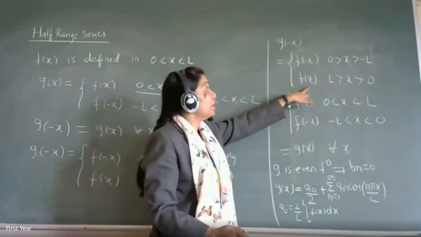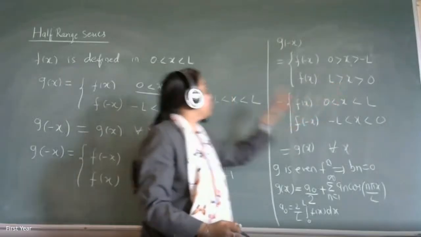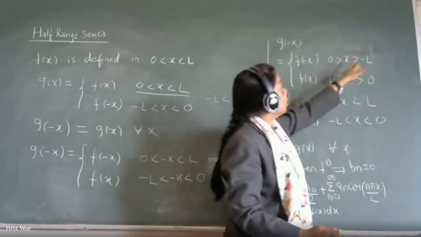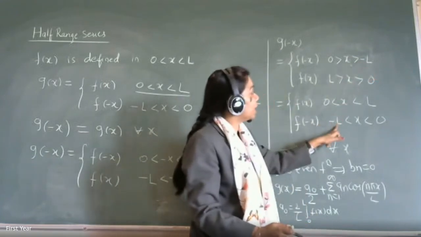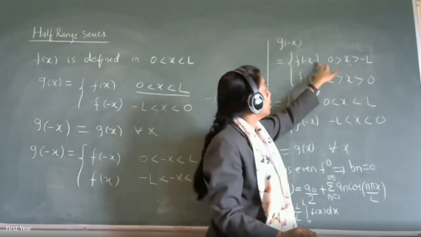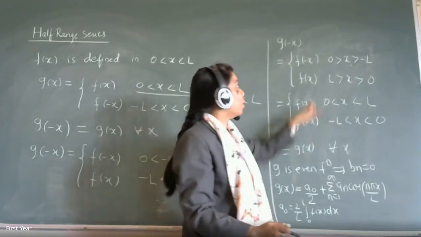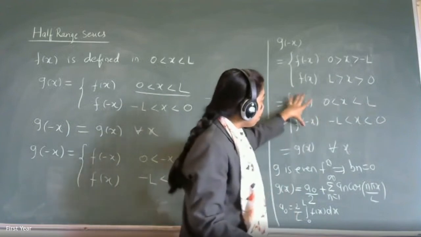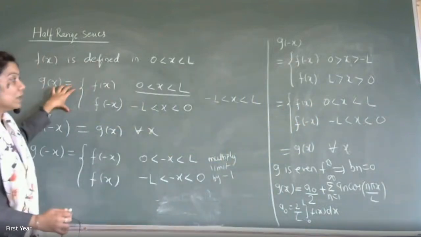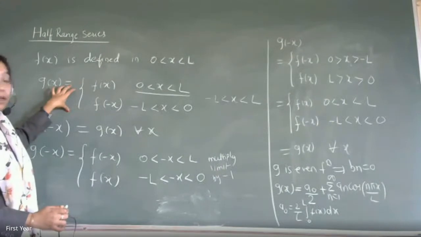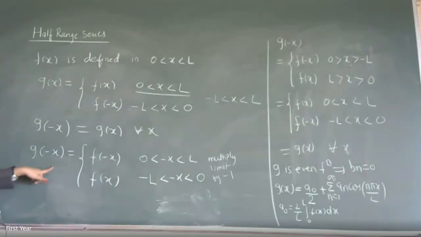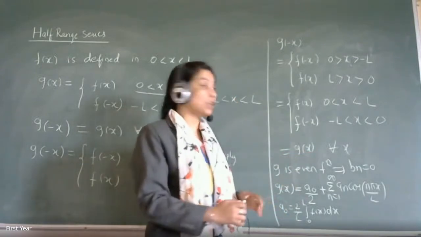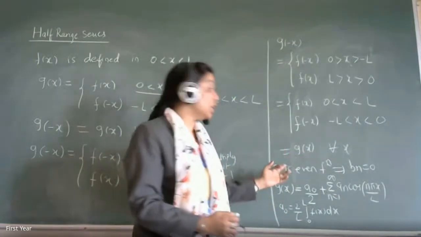Now if I want to compare, this which was 0 greater than x greater than minus L becomes minus L less than x less than 0. पहले यहाँ जो था मैंने second लिखा और second जो था वो first लिखा. In the reverse form, 0 less than x less than L. Now compare this with your g of x. Are they same? Both of them are same. But what I started with g of minus x, I came to the conclusion g of x. So g of minus x is equal to g of x for all x. That's why g is even.